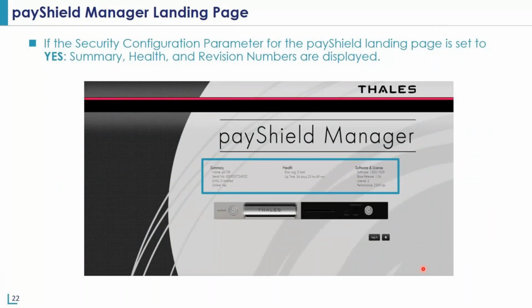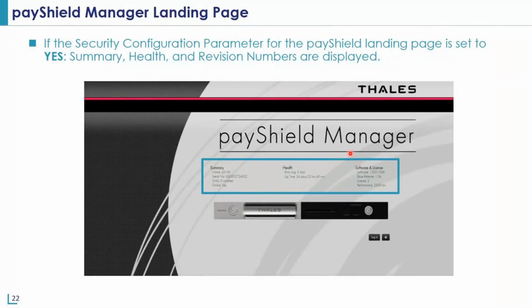You have a landing page on your PayShield Manager. Once you configure your PayShield, you will see this landing page. It has information about your PayShield model, how many error logs there are, what the software version is, the performance level, and how many LMKs are currently installed on your PayShield 10K. This information is there on the landing page.